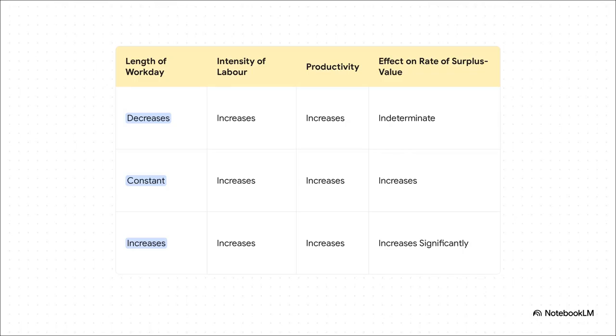And this table really brings that complexity to life. Just look at the top row. Say the workday gets shorter. That's a win for labor. It decreases surplus value. But if management responds by jacking up both the intensity and the productivity, those forces increase surplus value. So what's the final outcome? It's indeterminate, as Marx says. It becomes a battle of magnitudes, a question of which force is stronger.